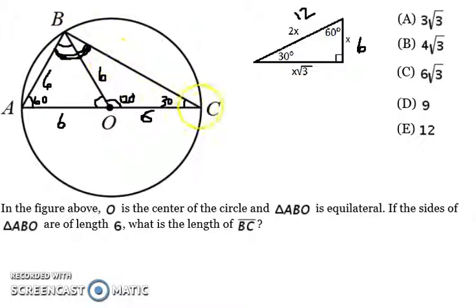That means this side, which is across from your 60, is x times the square root of 3. So since x is 6, x times the square root of 3 is just 6 times the square root of 3. So your answer is C.